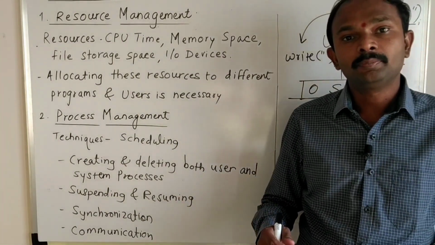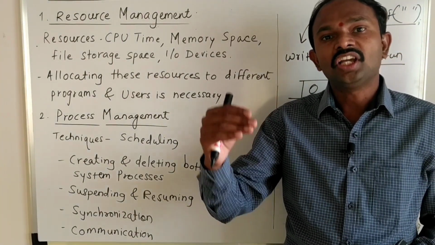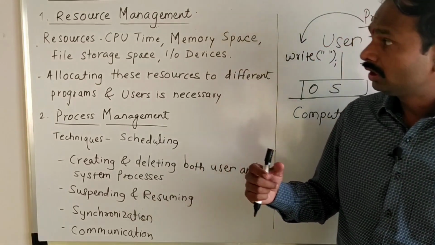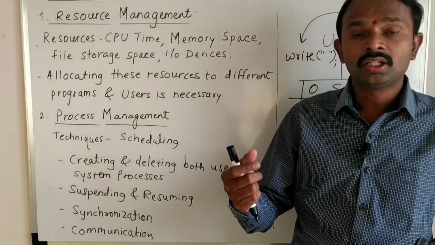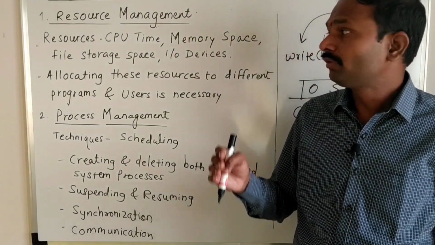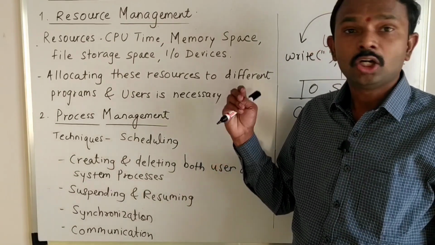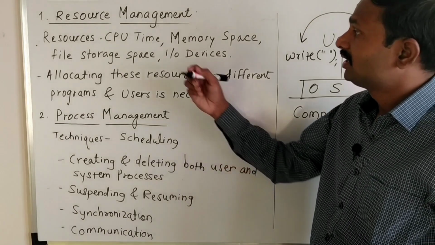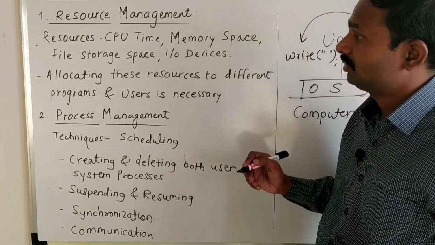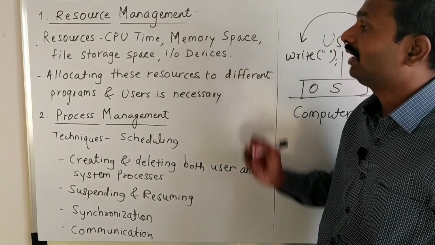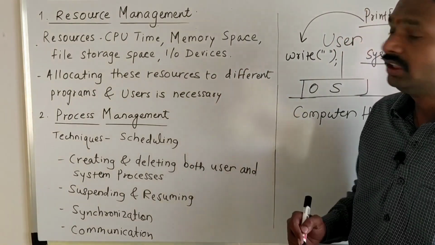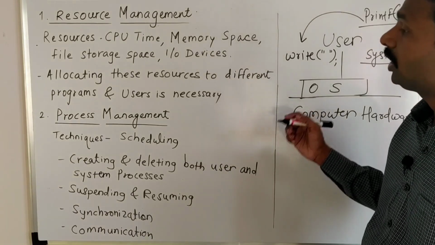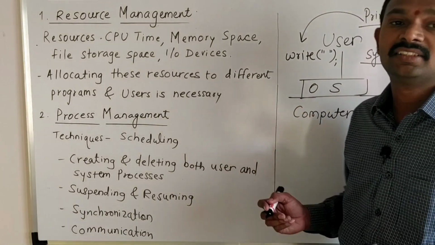For an operating system, not only the users but the underlying parts of a computer system are resources. Now the requests that are given by the user are supposed to be handled with the help of available resources for an operating system. Now the resources are CPU time, memory space, file storage space, IO devices. Now what happens in resource management? Allocating these resources to different programs and users is necessary.